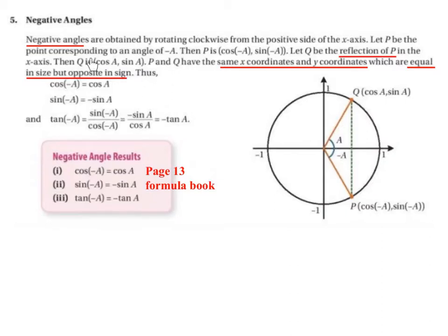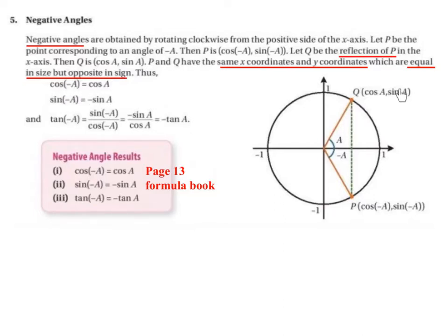So let's have a look at these a bit more closely again. We know that cos matches up with the x-axis. So for example, with the point Q, the cos is the x and the sine is the y. So with the point Q and the point P, we can see that the x values would be the same. So this is our x-axis. So the point on the x-axis is the exact same for P and Q, which is why cos of minus A is cos of A.